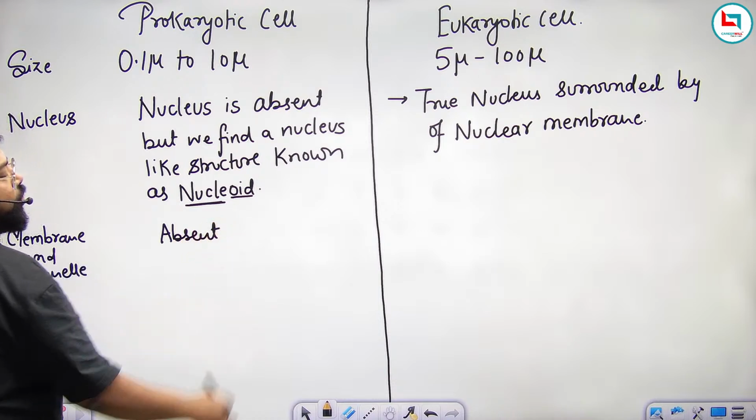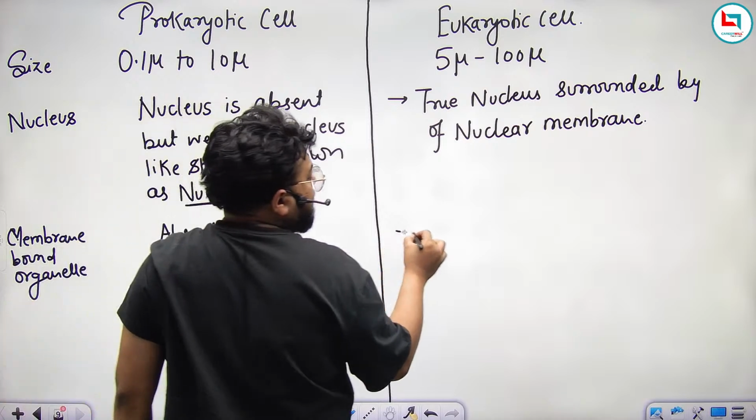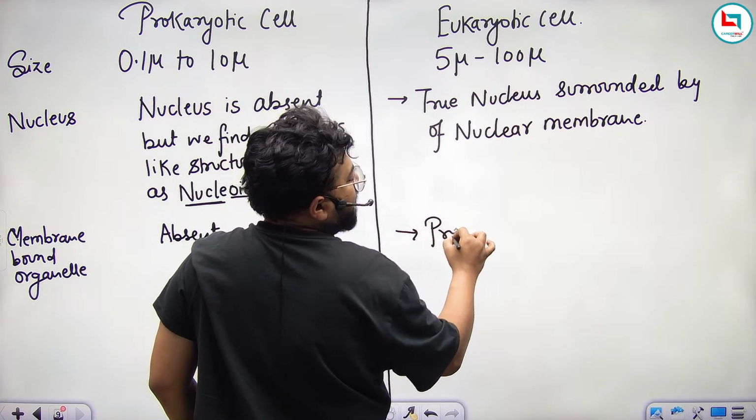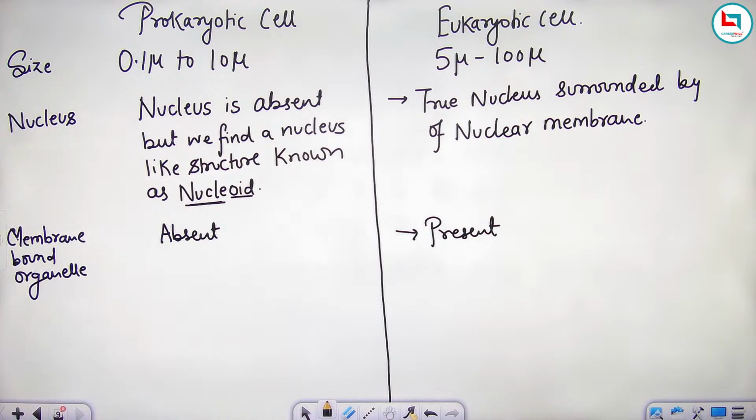There is no mitochondria, there is no Golgi body, there is no endoplasmic reticulum, there will be no lysosome and other structure. There will be no vacuoles. So that means these structures are absent in prokaryotic cells, but these cellular organelles with a proper membrane bound structure are present inside the eukaryotic cell.